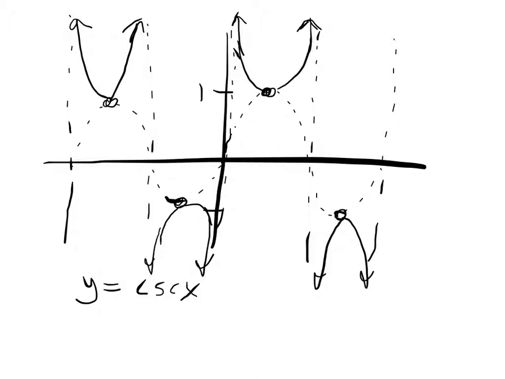Similarly, you can come up with the secant graph from the cosine graph, and certainly from the tangent graph you can and should be able to think through and come up with the cotan graph and confirm that cotan graph with your calculator.